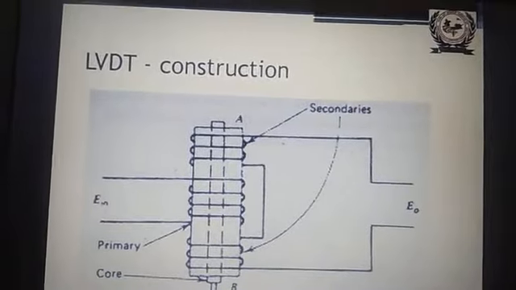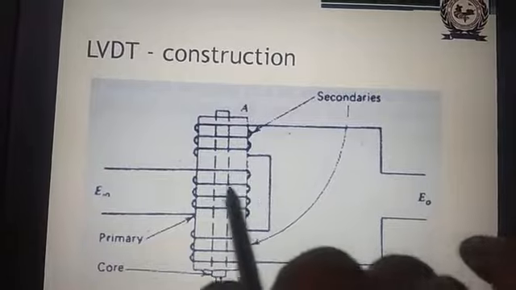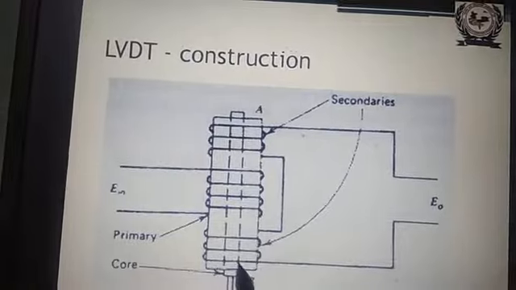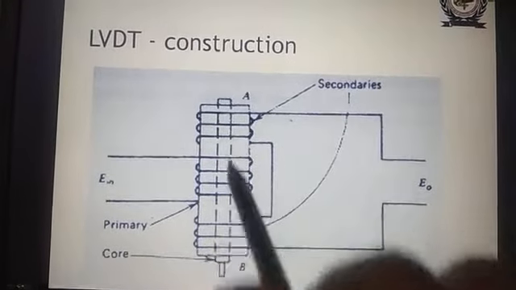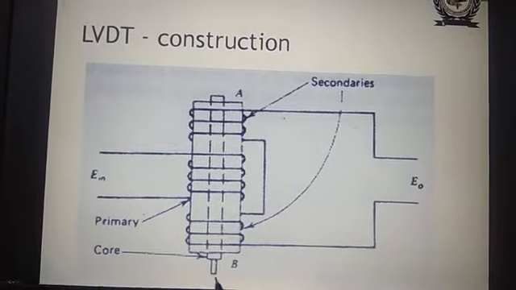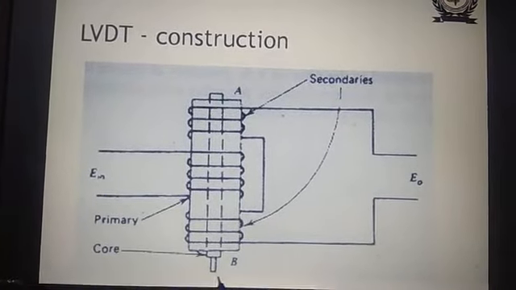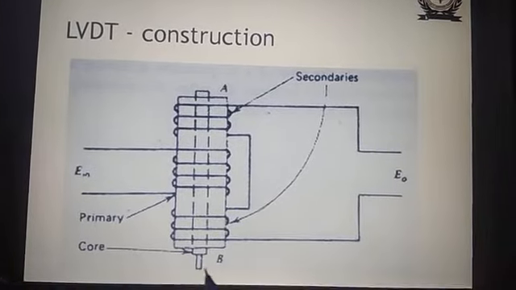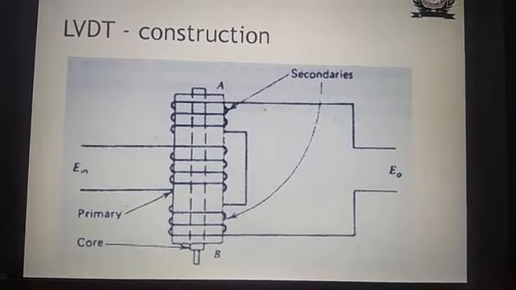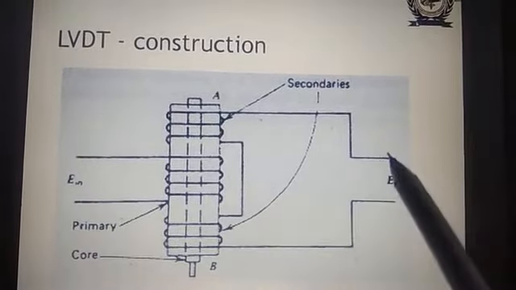See this constructional diagram. This center one on the hollow part is the primary, and these are 2 secondaries. On the sides of these windings are the 2 secondaries, and this is the movable core. You can move it like this by using this shaft, and you can measure the displacement of the movement in terms of this output voltage. This is the supply to the primary, and this is the output from the secondary.